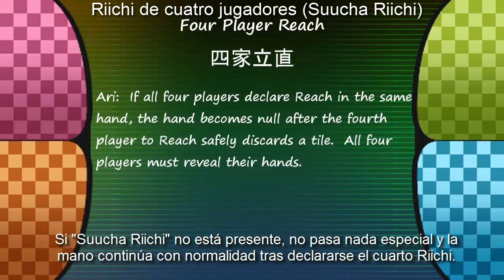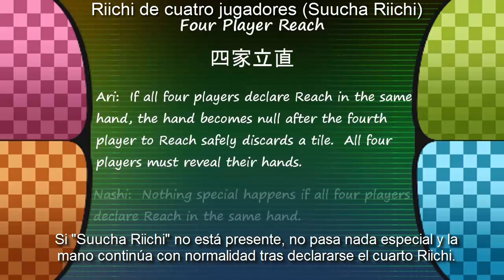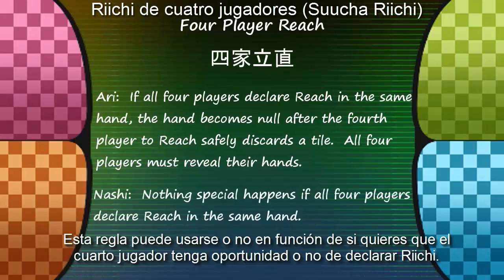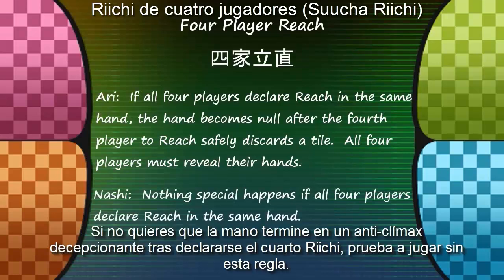If Suucha Riichi is absent, then nothing special happens after the 4th player calls reach, and the hand continues as normal. Whether or not you play with this rule depends on if you want to give the last remaining player that kind of veto power, so to speak. If you don't want the hand to end in a disappointing anticlimax after all 4 players are just waiting to go out, try playing without it.